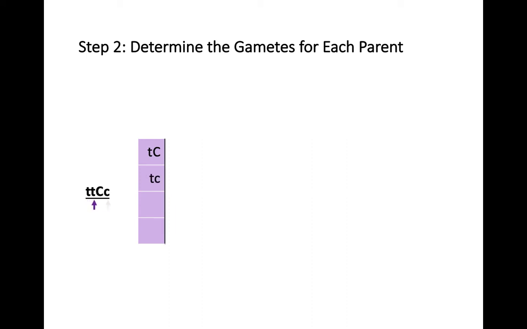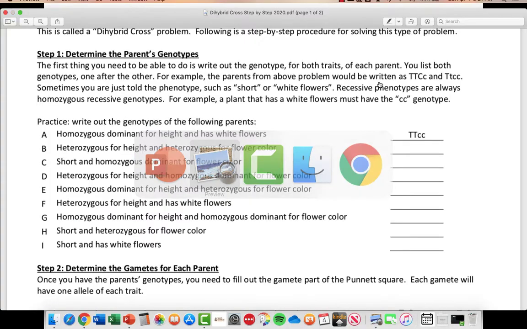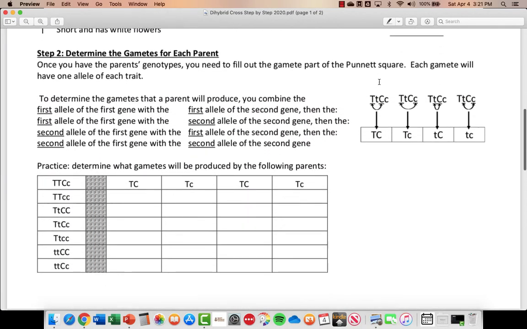Now I move to that second T, combine it with the first C, write it down, second T with the second C, write it down. That makes sense? All right, so there's more practice for you here. This one you really might want to get some more practice, right?